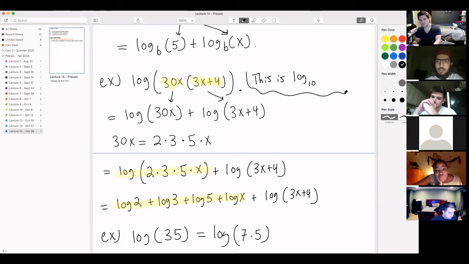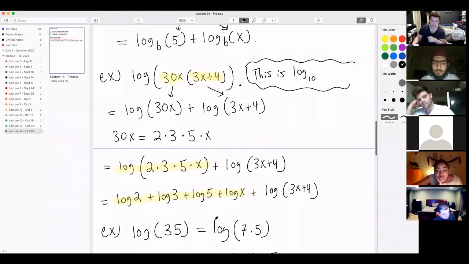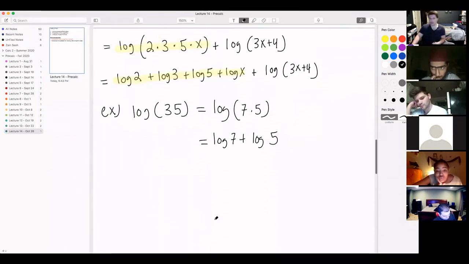Good. So that was from last class. We have shorthand for log base 10 and log base e. Log base 10 is just written as log with no subscript. Log base e is written as ln. Good. All right. Excellent.